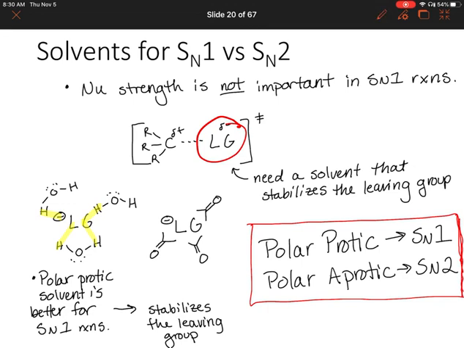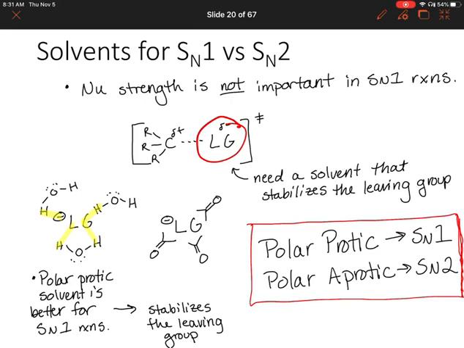All right, so this is a lot to remember, and we went over a lot. This is where I think students start to get a little confused because there's so many things you have to think about and remember. But again, essentially what it comes down to is polar protic solvents will stabilize the leaving group for an SN1 reaction, whereas polar aprotic solvents will not stabilize the nucleophile in an SN2 reaction. So the nucleophile can still react.